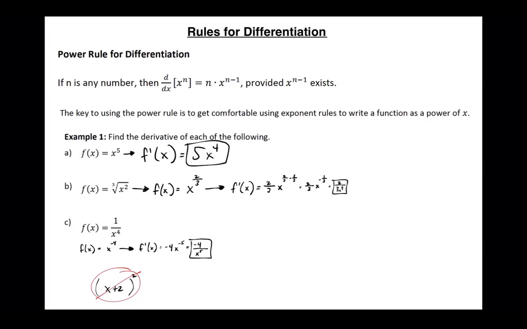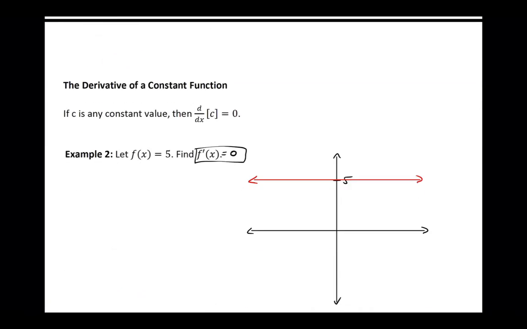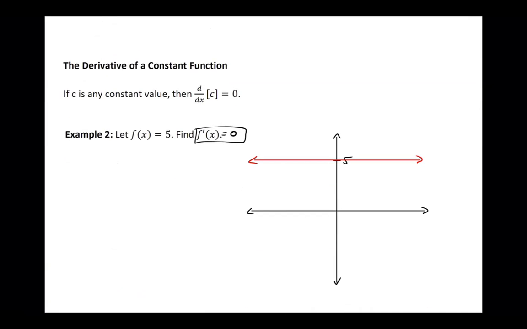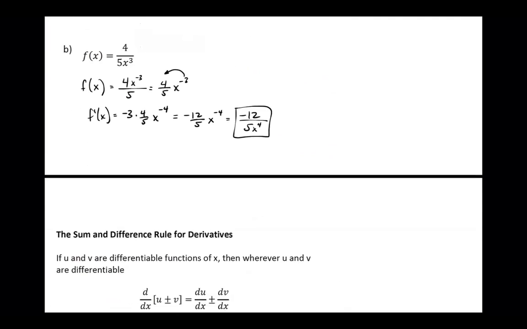So instead of 5x to the fifth power, 5 moves to the front and it goes down a power. And if it doesn't have a power, we can turn it into a power, whether it's a fraction power or a negative power, that kind of thing. So that's what we talked about yesterday. And then any constant is going to have a derivative of 0. And that's an offshoot.